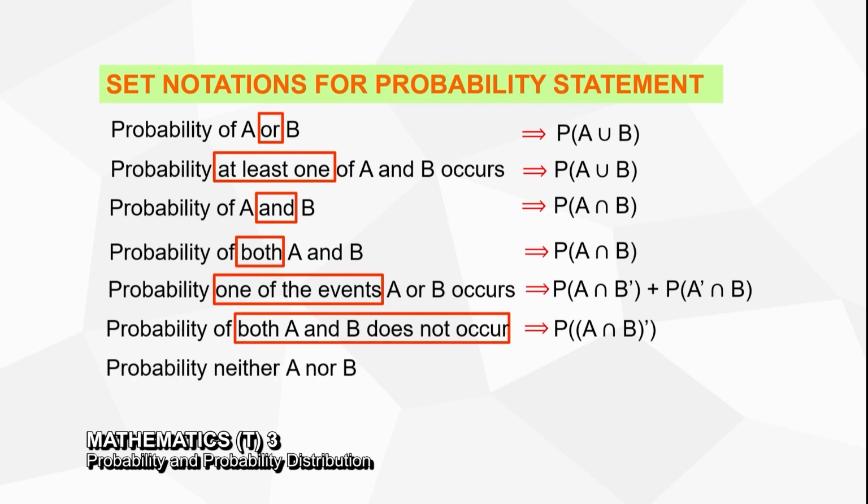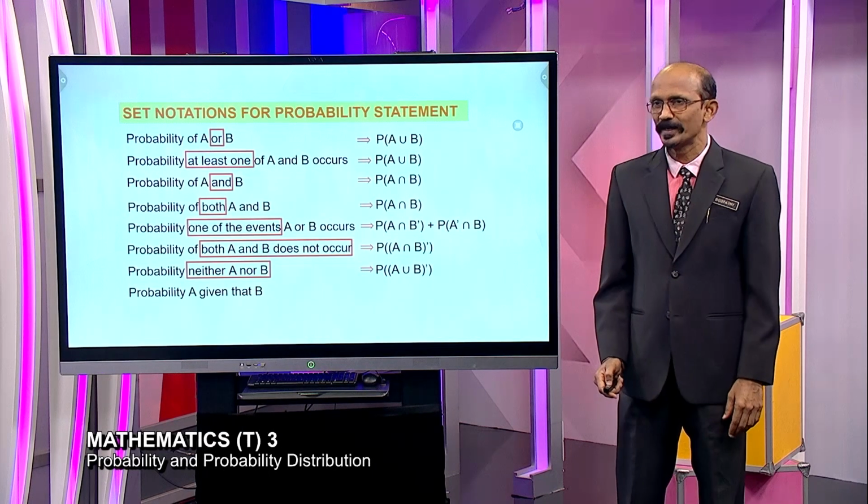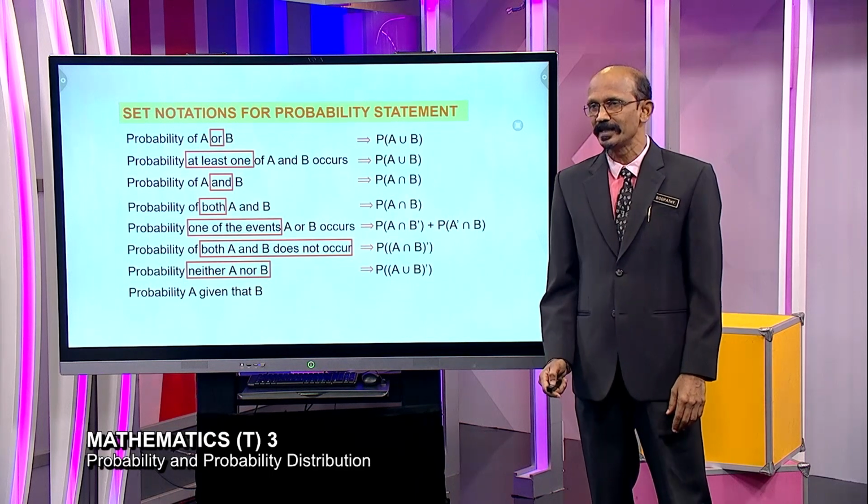Next one, neither nor. Neither nor means here very clear, A union B prime. So you can see the difference. Both A and B do not occur and neither A nor B are slightly different. The last one is probability A given that B.